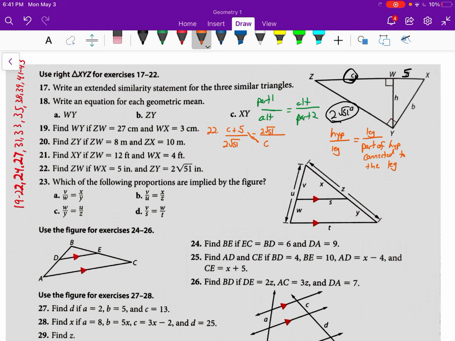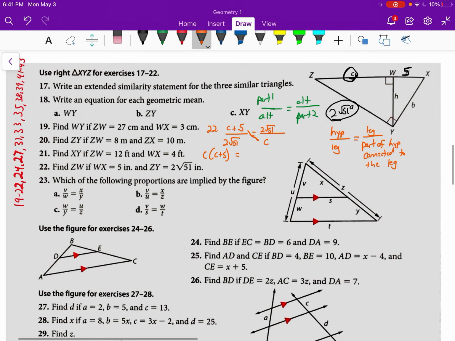So cross multiply, we have C times C plus 5 equals, now we multiply here, well, 2 root 51 times 2 root 51. You can do that in a calculator, but it's actually quicker not to. We got the 2 times 2 is 4. Square root of 51 times square root of 51 is just 51, because you would have square root of 51 squared. And so we have on the left c squared plus 5c equals, multiply those together, we get 205.